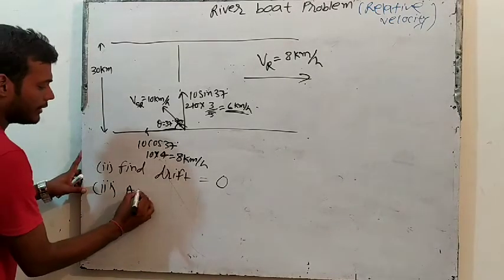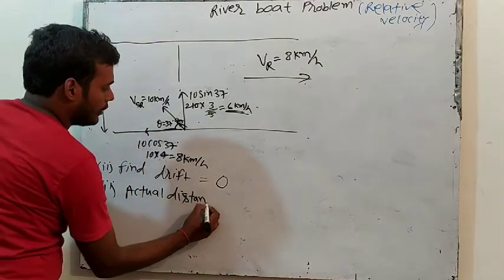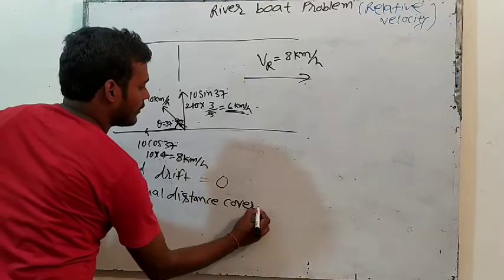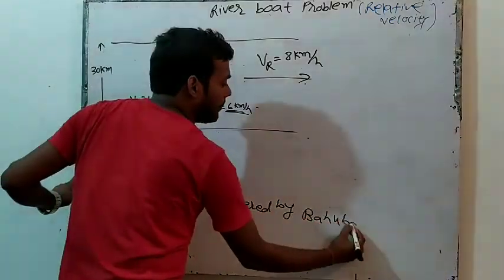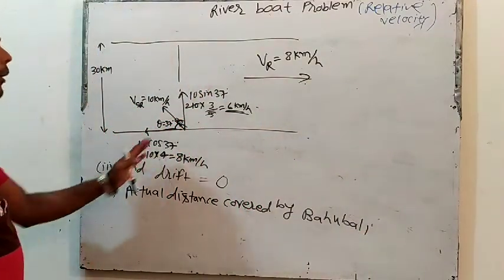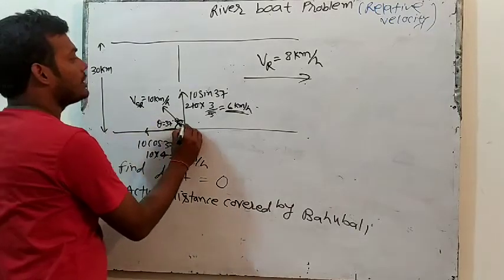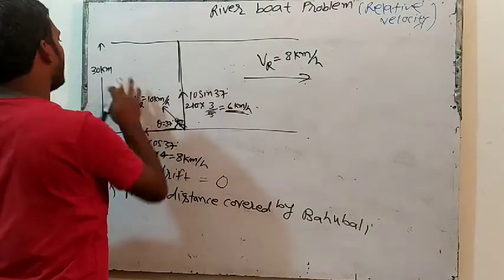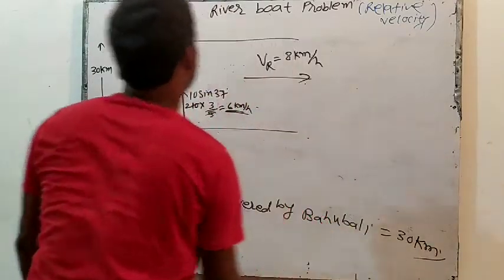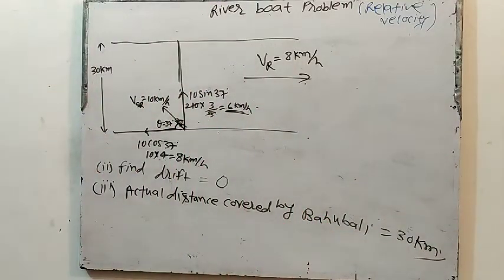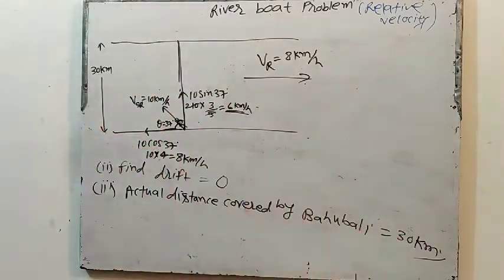The third question: actual distance covered by Bahubali. What will be the answer? Tell me fast. Bahubali will go neither plus x nor minus x, so actually he is going straight across. How much distance is he going? 30 km. So actual distance covered by Bahubali will be 30 km. Clear? Okay.